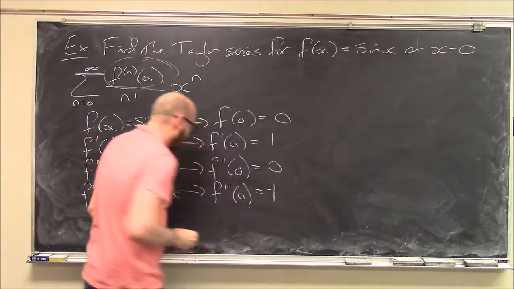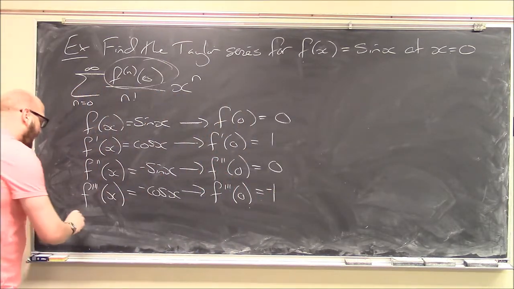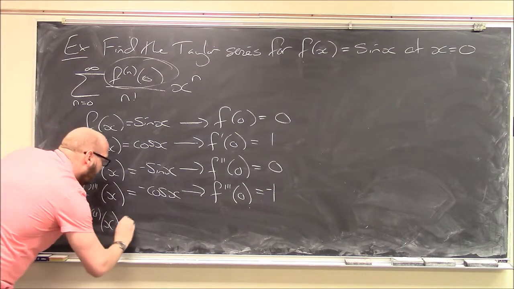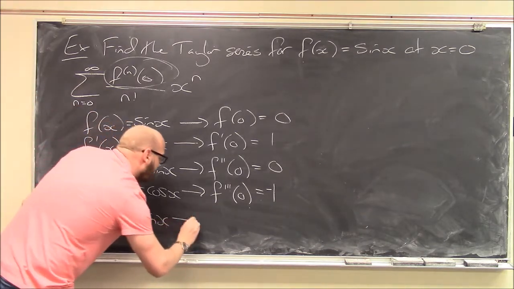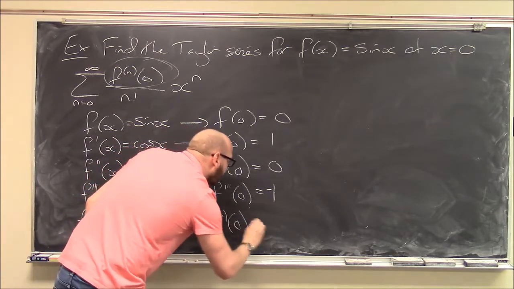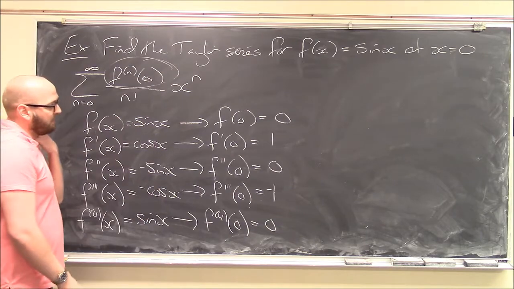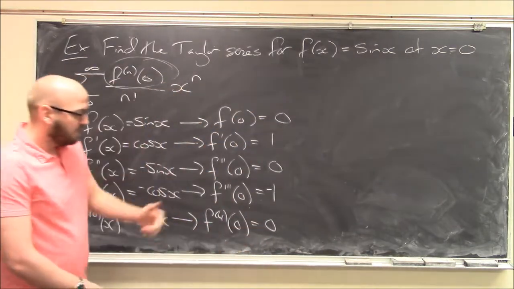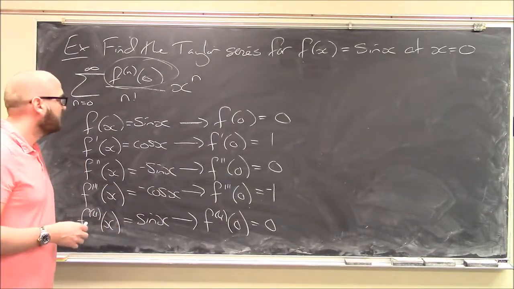I plug in 0 into minus cosine of x to get minus 1. And then what happens? At the fourth derivative, derivative of minus cosine of x, we're back to sine x. Right, so once again, this is 0, and the pattern repeats. Right, so my derivatives look like 0, 1, 0, minus 1, 0, 1, 0, minus 1, and so on.